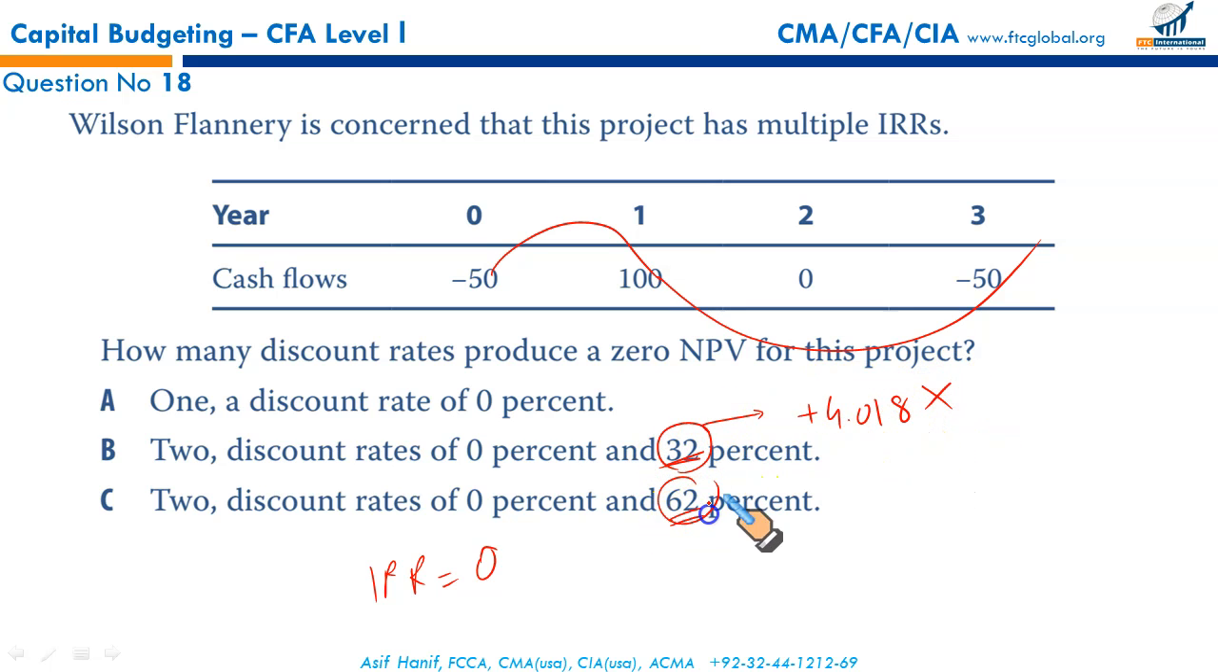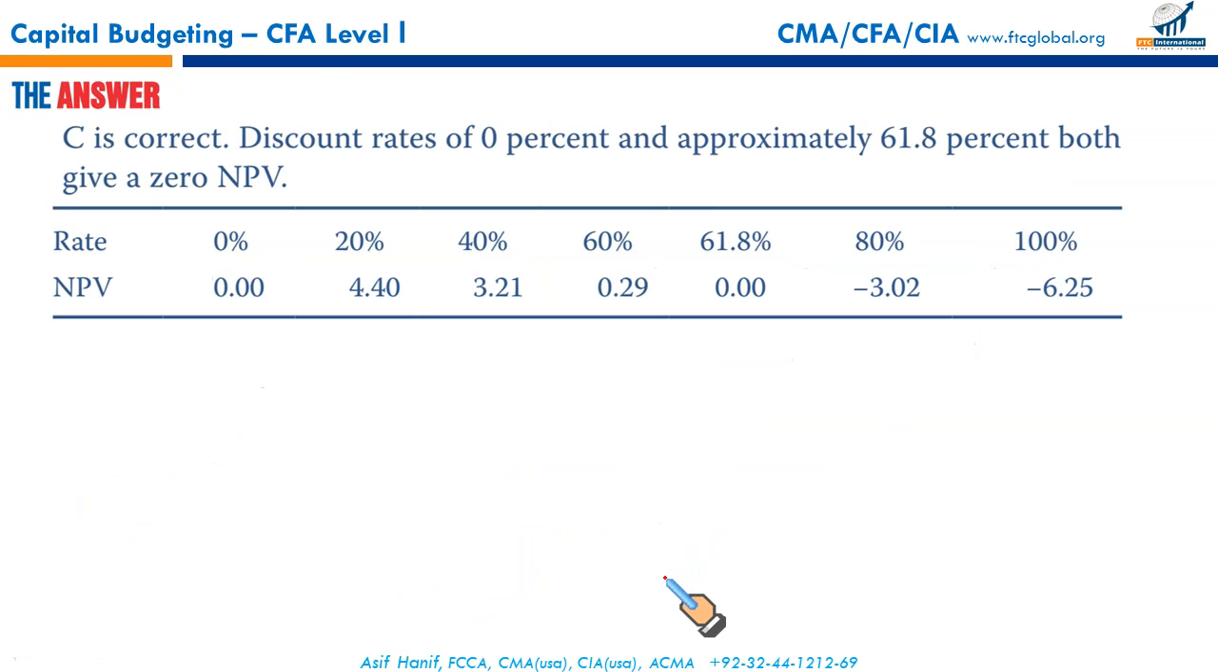But when you use 62% as your discount rate, your NPV will be almost 0, since it's not the absolute. So it means that this combination is correct. So these 2 IRRs are possible, 0% and 62%. That makes C the correct option.